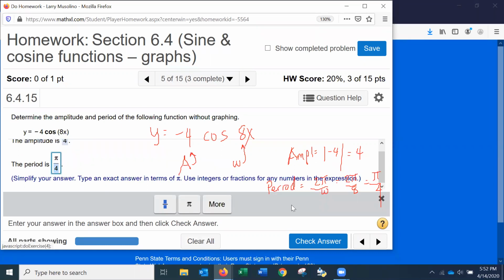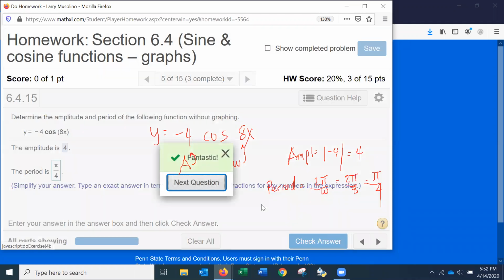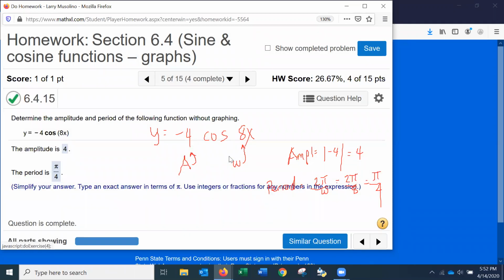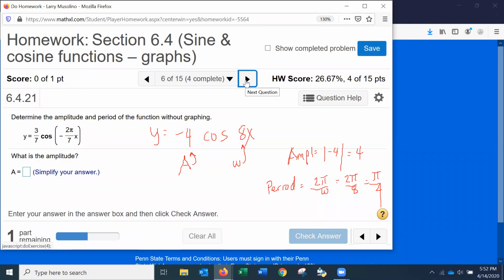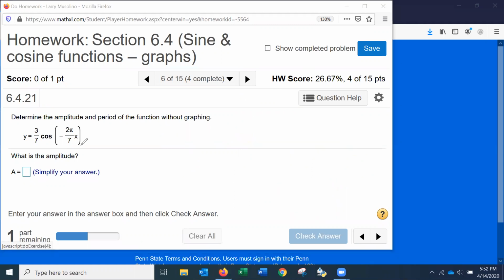Okay, so page 412 is going to be a useful reference for some of these questions. Let's take a look at this one because this one's a little different. On this one, they're asking us to, again, find the amplitude and the period. Well, this fraction 3/7 corresponds to our A value. So I know the amplitude is the absolute value of 3/7. That's just 3/7.